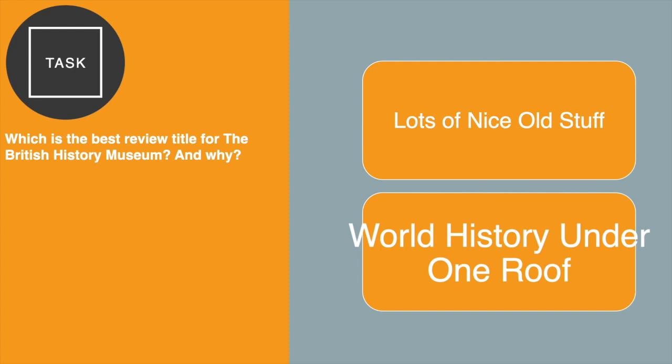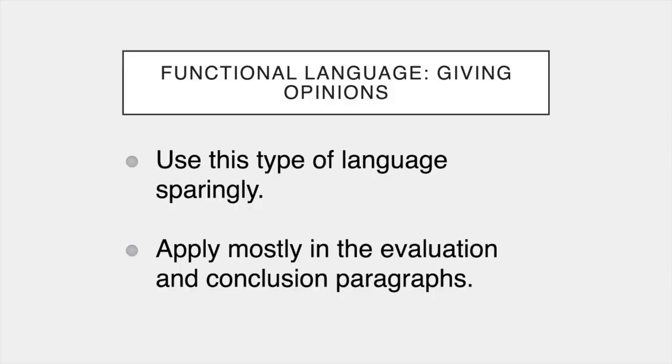Now the first title does not hook the reader. Old stuff, this is not very alluring. However, knowing that there are historical artifacts from all over the world in one place very much is. So let's take a look at the functional language of giving opinions. Now use this type of language sparingly. This is because reviews are still relatively formal. Thus much of the language needs to be fairly neutral. Hence, this type of language mostly is used in the evaluation and conclusion paragraphs, as these sections are used to express your personal thoughts on the subject.